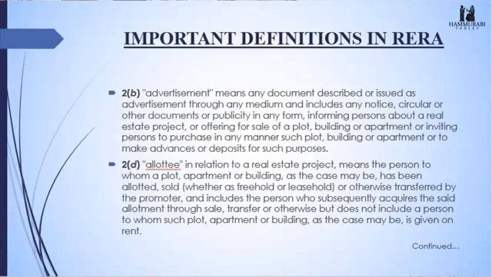The first is 2B. RERA defines what is an advertisement. Now this is one important aspect which every promoter has to keep in mind, because any kind of wrong advertisement or non-compliance of the advertisement is going to attract a penalty which is huge. Section 2D is regarding allottee. Now this is a term in which any person, whoever buys any kind of unit, a flat, a garage, anything, is included in this definition of allottee under 2D.